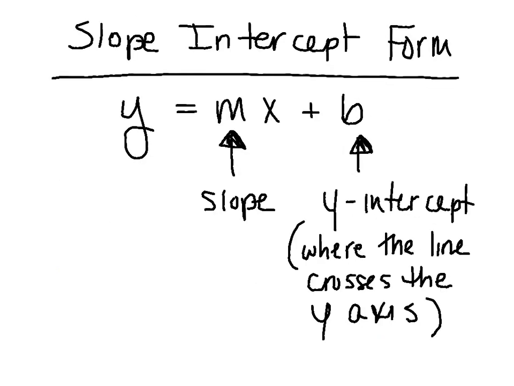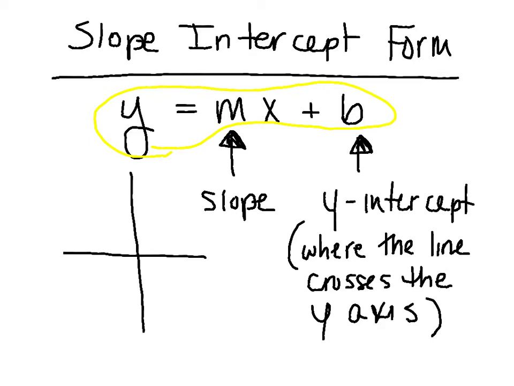The slope-intercept form looks like this. It's y equals mx plus b, where m is your slope and b is your y-intercept. And the y-intercept is where the line crosses the y-axis. Okay, if you get a line, this is b, and your slope is the slope of the line. We'll go over that more.